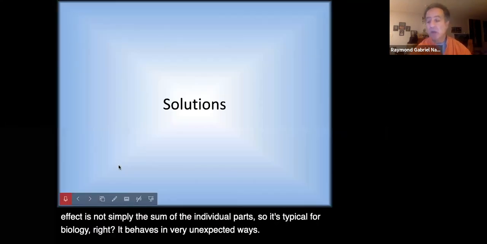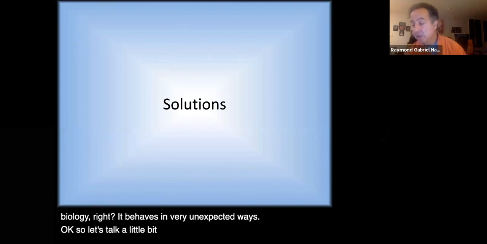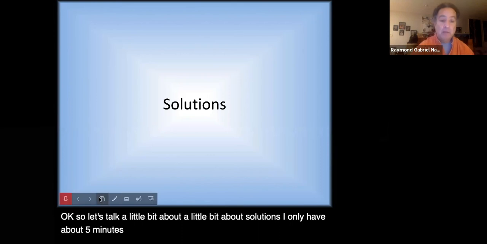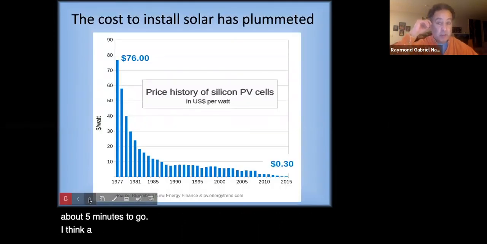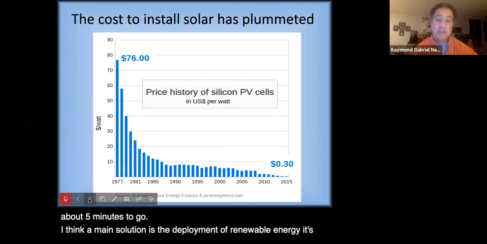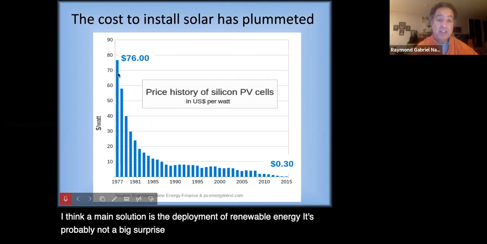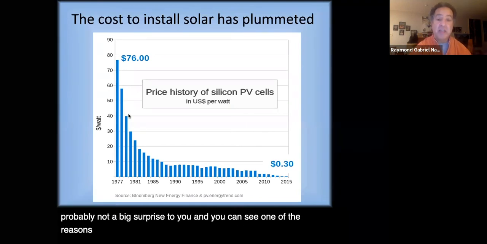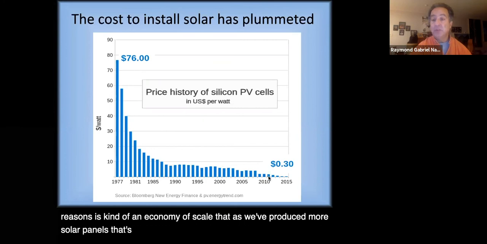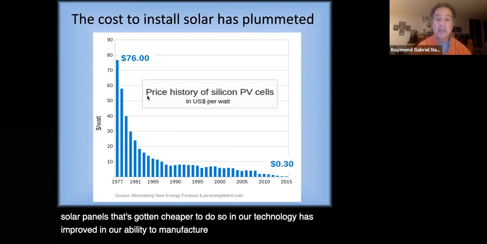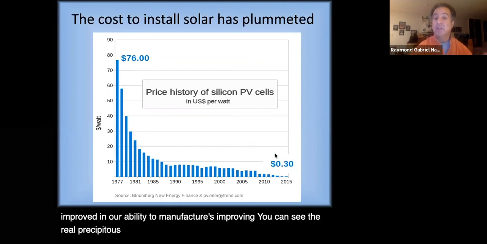Okay, so let's talk a little bit about solutions. I only have about 5 minutes to go. Well, I think a main solution is the deployment of renewable energy. It's probably not a big surprise to you, and one of the reasons is kind of an economy of scale. As we've produced more solar panels, it's gotten cheaper to do so, and our technology has improved, and our ability to manufacture has improved. You can see the real precipitous drop in the cost of solar panels shown in this graph here.